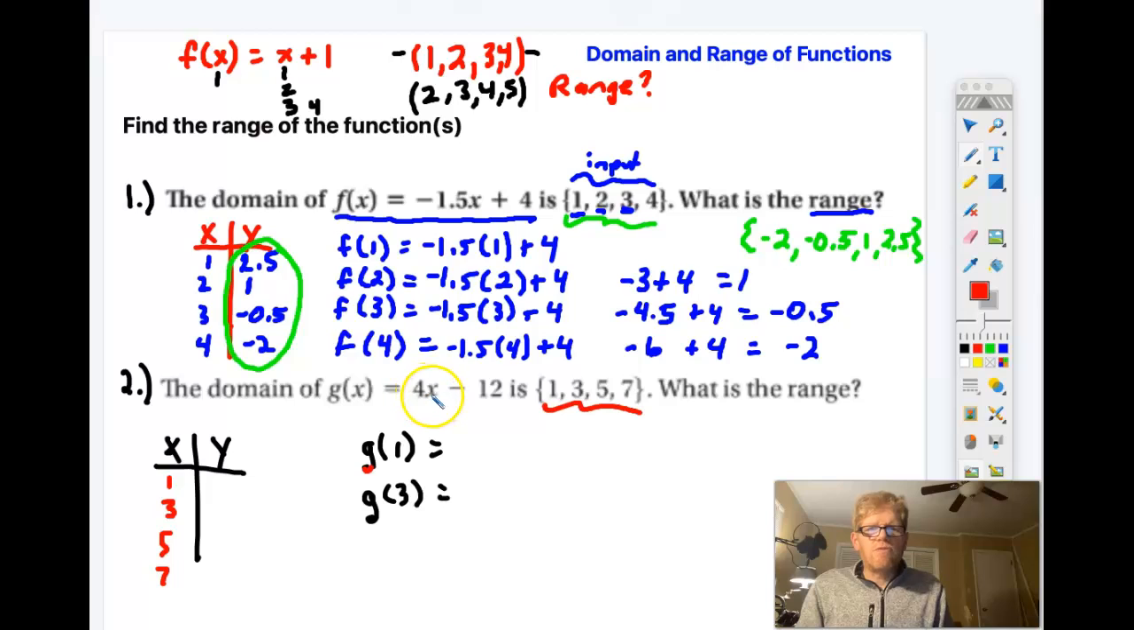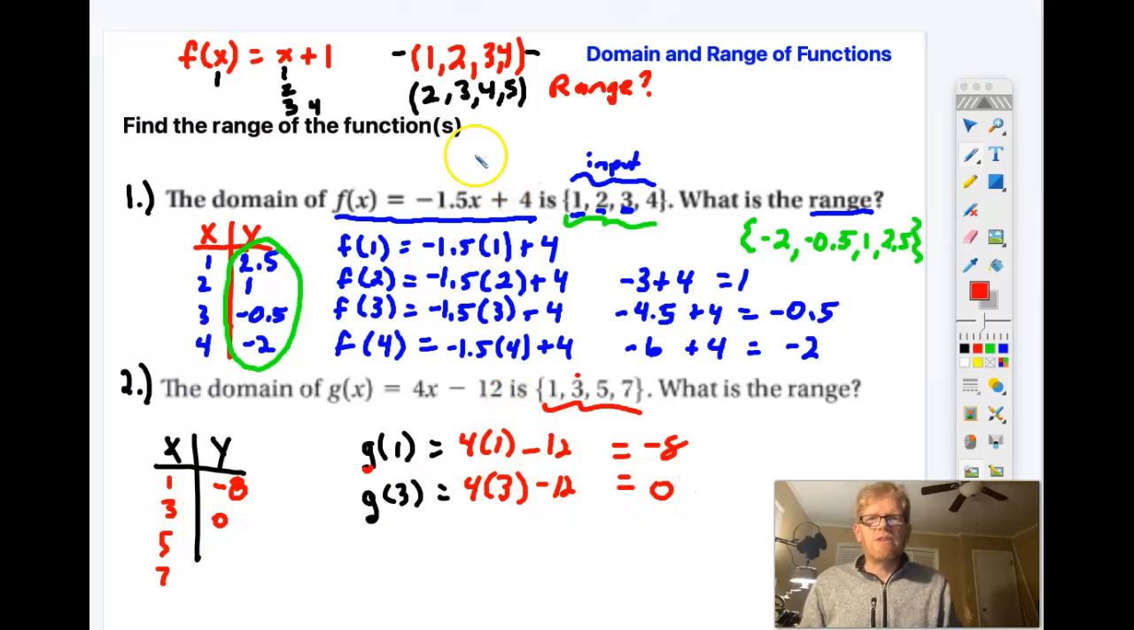But 4 times 1 is 4. Minus 12 gives me a negative 8, right? So g of 1, plug in our g of 1. That's going to give us 4 times 1 minus 12, which is equal to negative 8. Then we'll plug in our next value, which is 3. 4 times 3 minus 12. And since 4 times 3 is 12, 12 minus 12 is 0. And you can fill in the rest on your own.